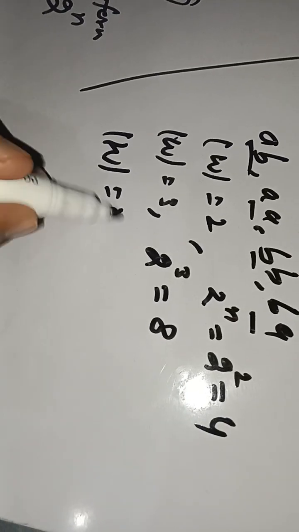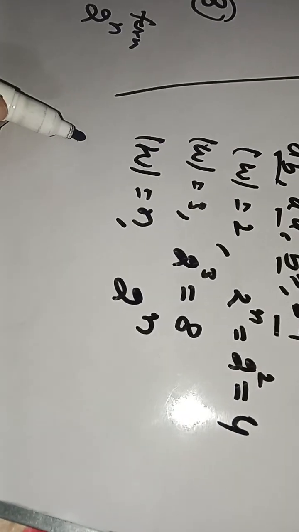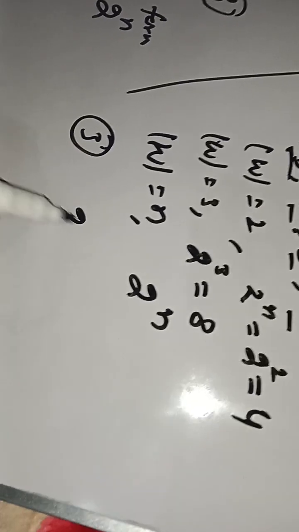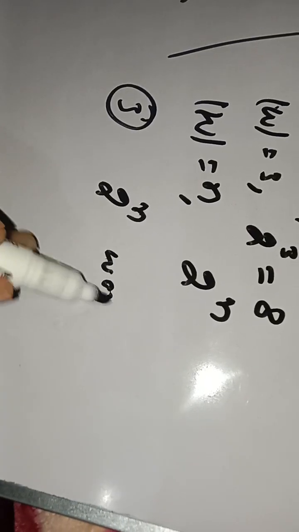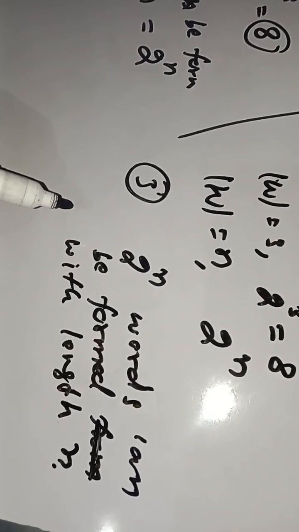So for length n, the number of words is 2 power n. So the answer to the third part is that 2 power n words can be formed with length n. That's the answer to that question.